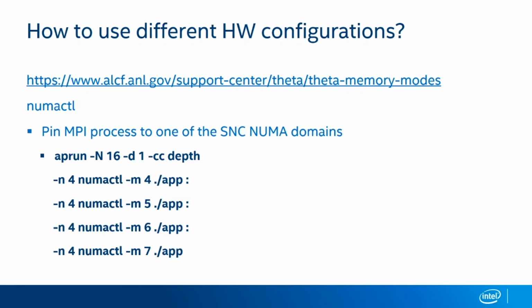And when you do that, then we have this tool, numactl, and we can pin these MPI processes to one of the NUMA domains. For example, one of the 4 NUMA domains that we get with SNC4. So the example below shows you exactly how to run your 16 rank node with different ranks being attached to different NUMA domains, for example, per memory.